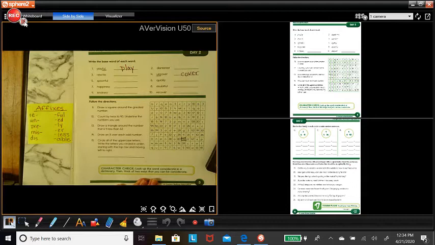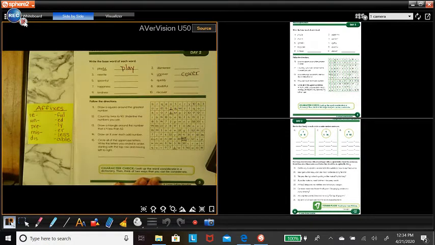Question number 12. Count by 2s to 40, underline the numbers you use. So if I'm counting by 2s, I'm going to start off with 0 and then 2. So I'm going to find the 2. There's a 2, 4, now 6. Find a 6. Here's a 6. 6, 8. Here's 8. And keep going like that until you get to 40.